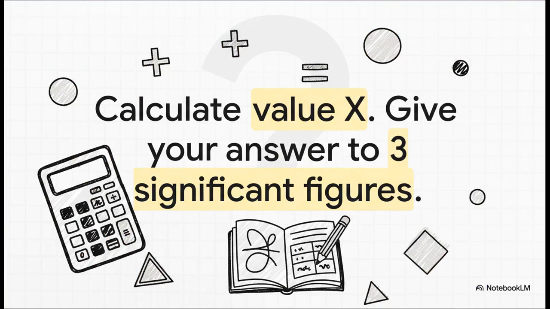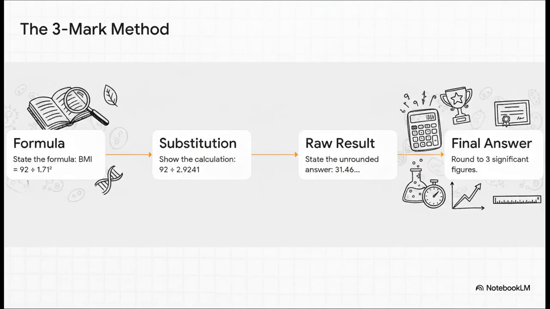The great thing here is that the question gives you everything you need. It literally hands you the formula, so you don't need to have it memorized. It points you back to person B's data, and then, and this is so important, it gives a very specific instruction. Give your answer to 3 significant figures. To guarantee those 3 marks, you have to show your method.